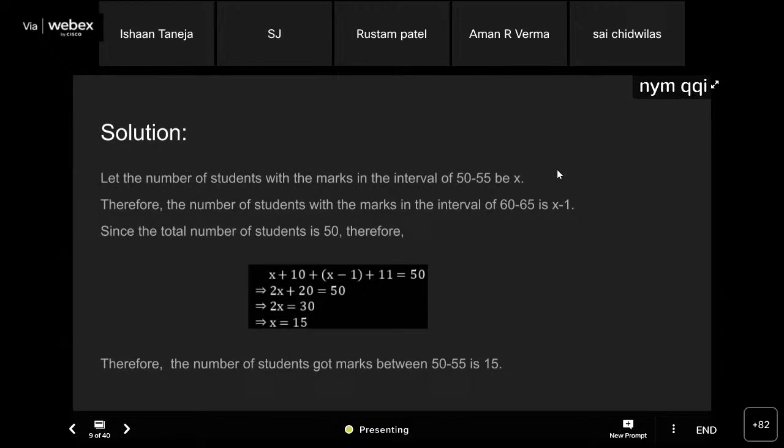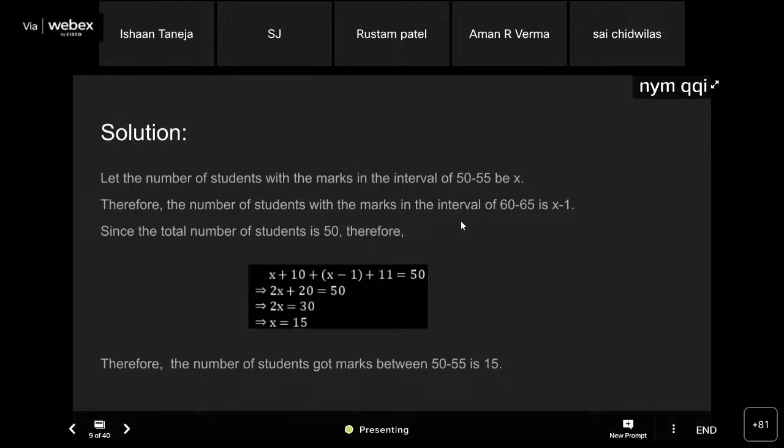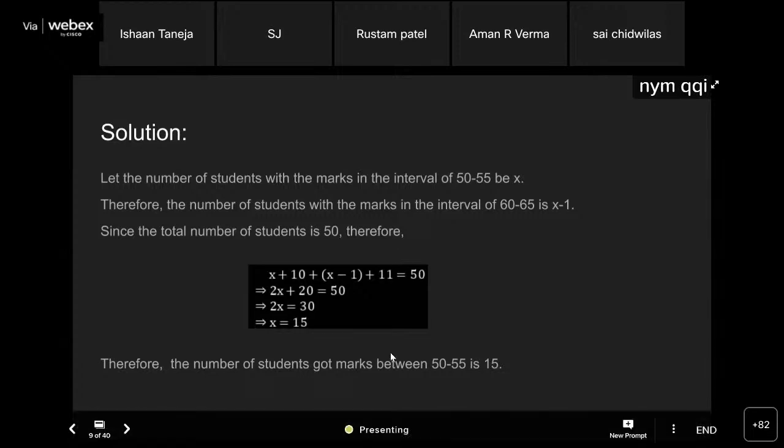So we have assumed that the frequency of our first category, which is the range 50 to 55, is x. It is given that the third category, the range 60 to 65, has a frequency 1 less than category 1. So its frequency would be x minus 1. And we know that the sum of all the frequencies is 50, as we computed in the previous question. So they all should add up to 50. It's a simple algebraic equation which you can solve to find the value of x. So x would come out to be 15. Anyone, any doubt in this?